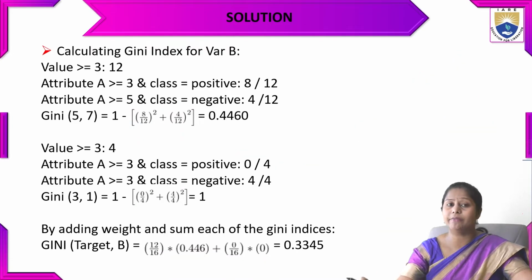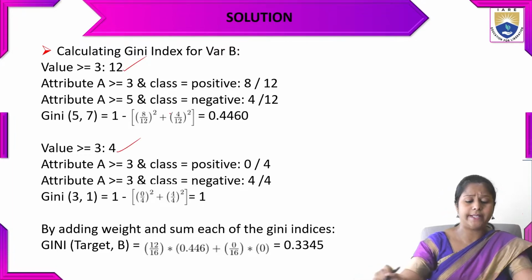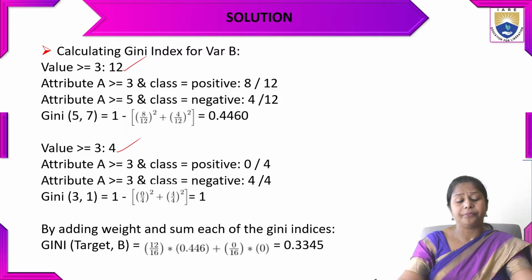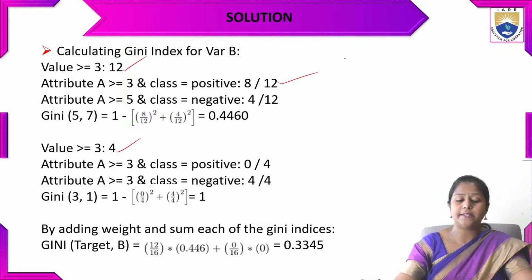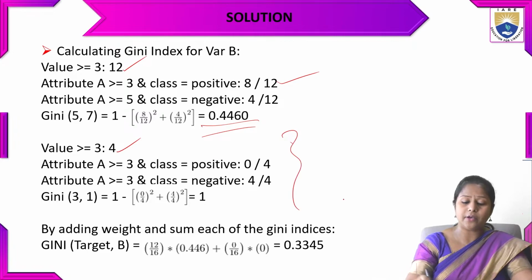Now we will calculate the same Gini index for the B value. Two of the values we will take, 12 and 4, sorry. Now we will calculate the attribute for the positive and negative. What will be the positive instances for the 12 value? 8 times positive has occurred, and negative 4 by 12. The calculation came out as 0.4460. For 3 colon 4, it came out 0 by 4 and 4 by 4, so that becomes 1.